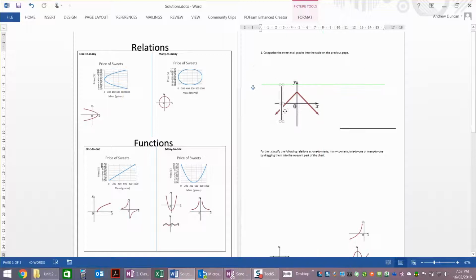Okay, check this one out. Vertical line test. Looks pretty good. Horizontal line test. No good. Okay, so this one is a many-to-one.